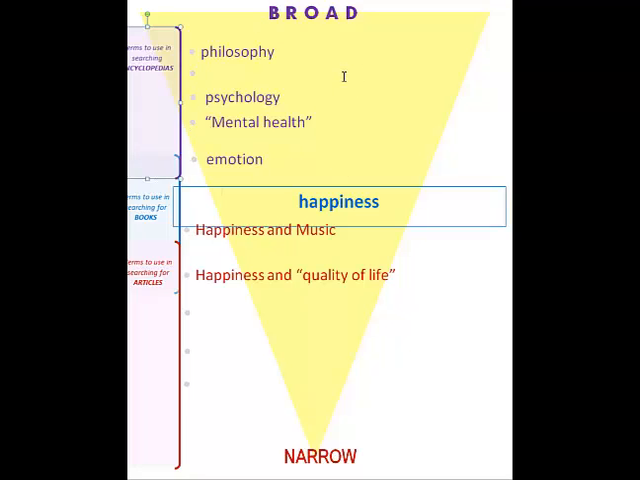But in general, these are the search words that you're going to use when you're searching for books or for encyclopedias. Remember that the library has scholarly encyclopedias of philosophy, of psychology, of mental health. We've even got encyclopedias of emotion. And we might have encyclopedias of happiness. We'd have to check our collection to see if we've got encyclopedias of happiness.